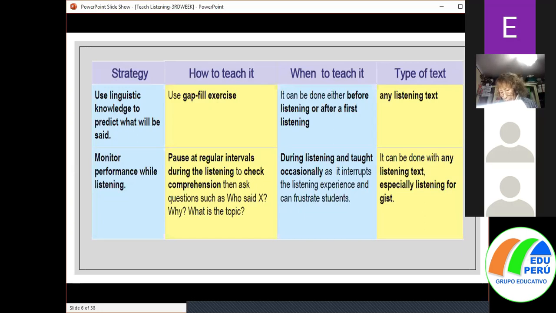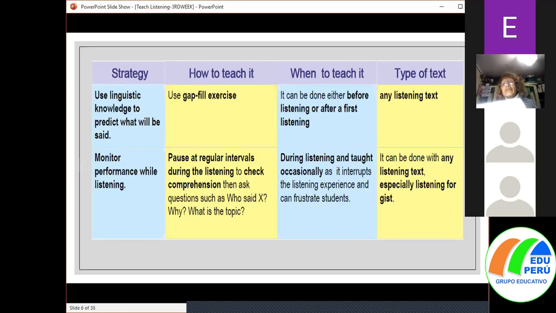You don't have to pause a lot of times, no? Maybe 1, 2, no, 3, no more, all right? Because if you interrupt a lot of times to check, this listening is not good, all right? Because it's not natural, it has so many interruptions.